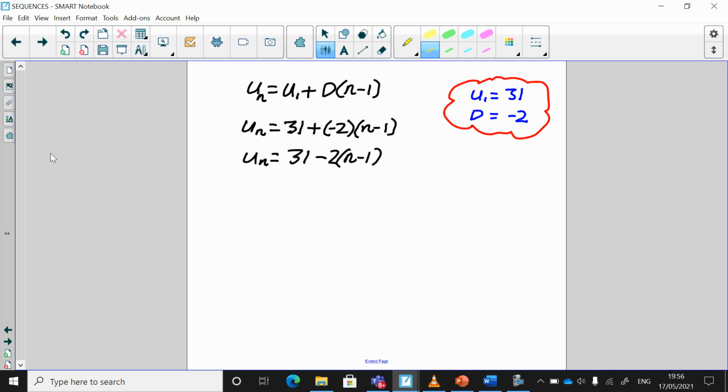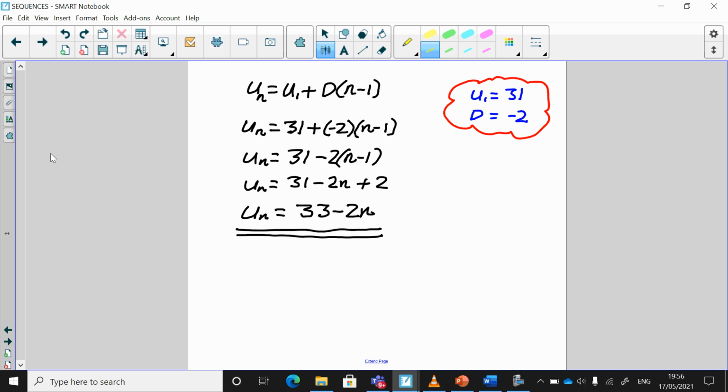Negative 2 times n is negative 2n. Negative 2 times negative 1 is positive 2. The 31 add 2 will combine to get 33, and the negative 2n will just come down there. If you want to write that as negative 2n plus 33, that's fine. Doesn't matter. So that's us come up with a generating formula, okay, that will give you any term in the sequence.